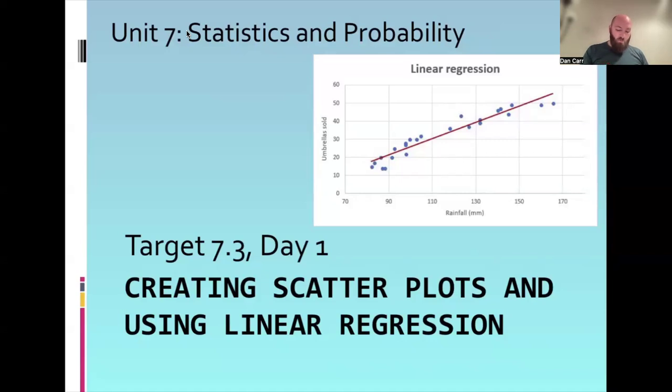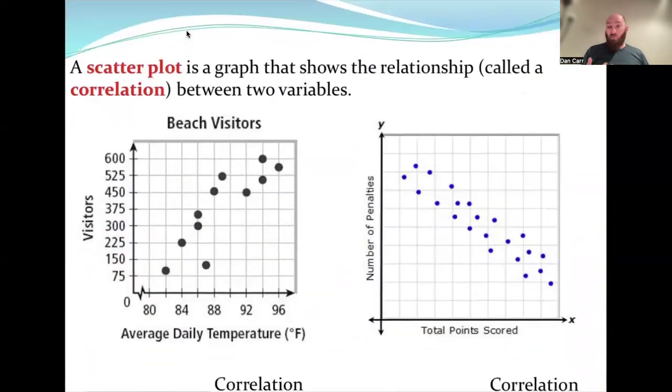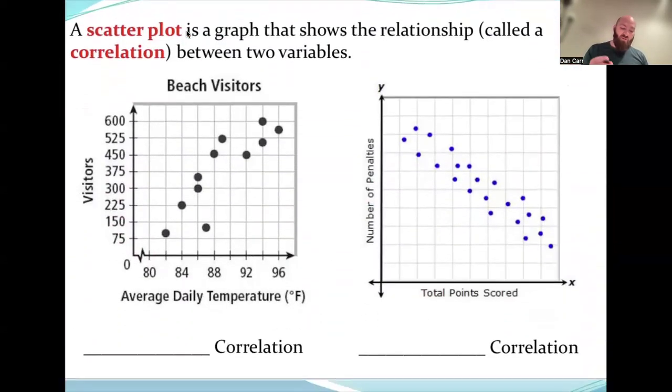We're going to be talking about what's called scatter plots and using what's called linear regression. Now, what is a scatter plot? A scatter plot is a graph that shows the relationship, usually called a correlation, between two variables. You've got an X and a Y. In this case, we're looking at average daily temperature versus visitors, and total points scored versus number of penalties.